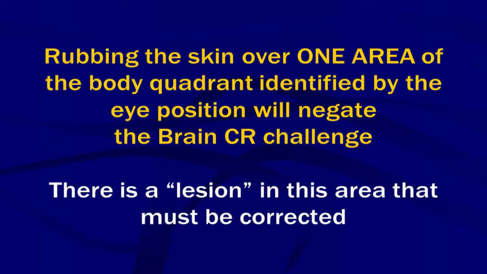Rubbing the skin over the body quadrant that you identified by the eye position will negate the brain Chapman's reflex challenge. Actually, that's not what that's supposed to say. Rubbing the skin over one area of the body quadrant that was identified by rubbing that whole quadrant. In other words, you rub over the whole quadrant.